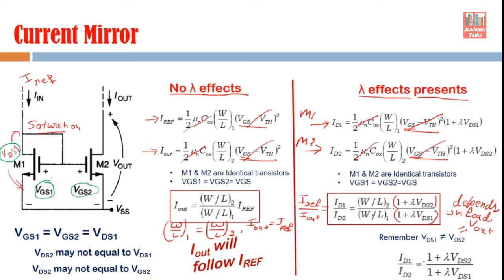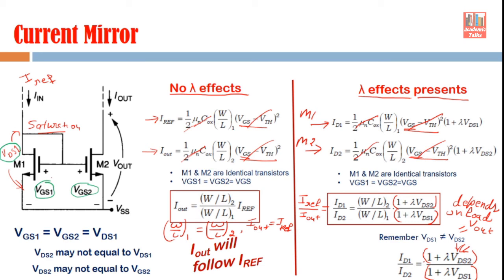So this is the problem. Even if the W by L ratios are the same, the ratio of these two currents is going to be like this, and this value, given by the ratio of the lambda term, will keep on changing because your VDS2 keeps on changing with your load and with your output voltage. Since VDS2 is changing, the ratio of ID1 and ID2 will not remain constant. So whenever your output voltage is changing, the ratio of these two currents is changing.